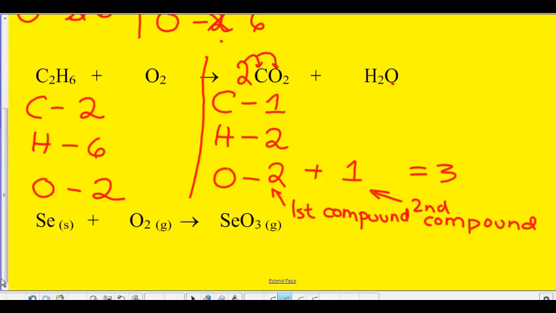So before you move on, make your changes. 2 times 1 carbon gives you 2. 2 times 2 oxygens gives you 4.